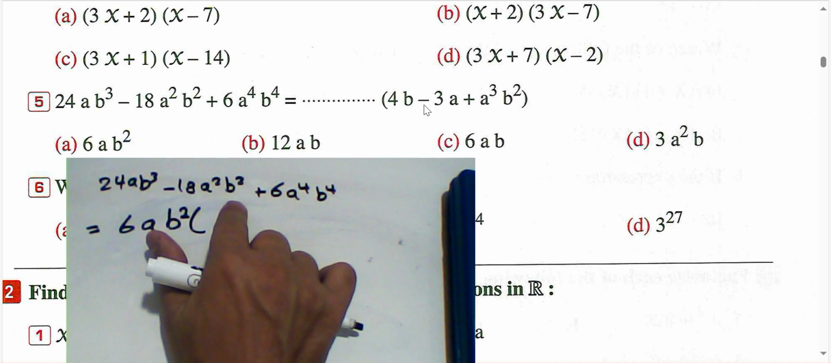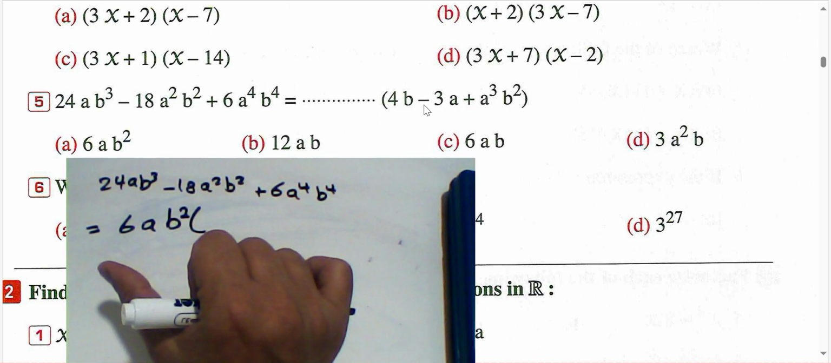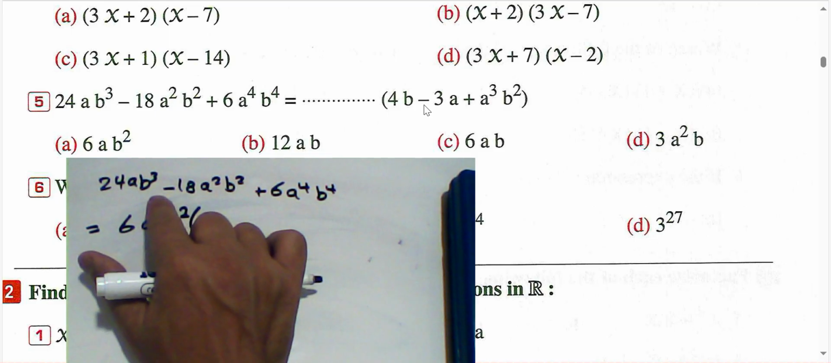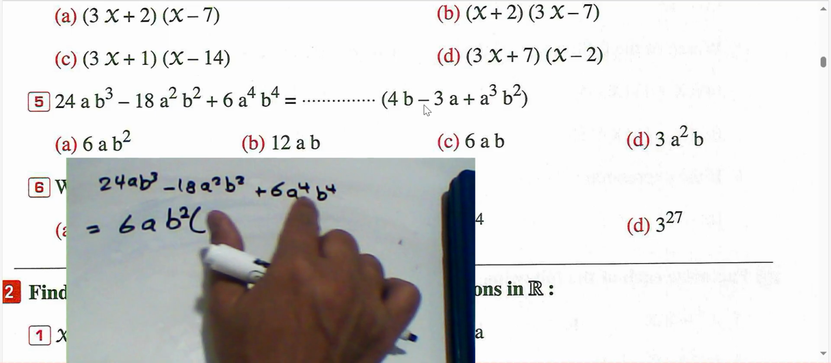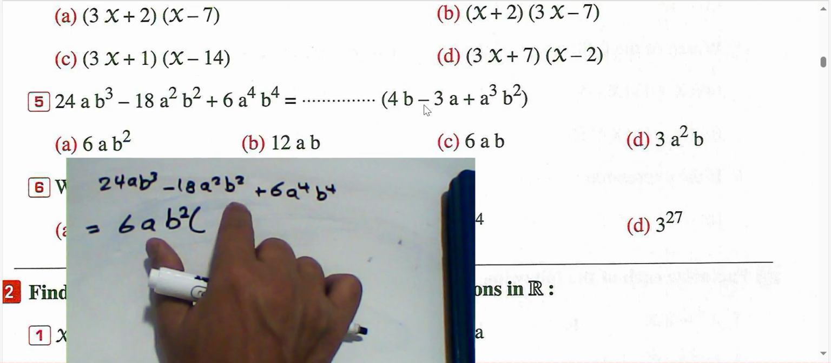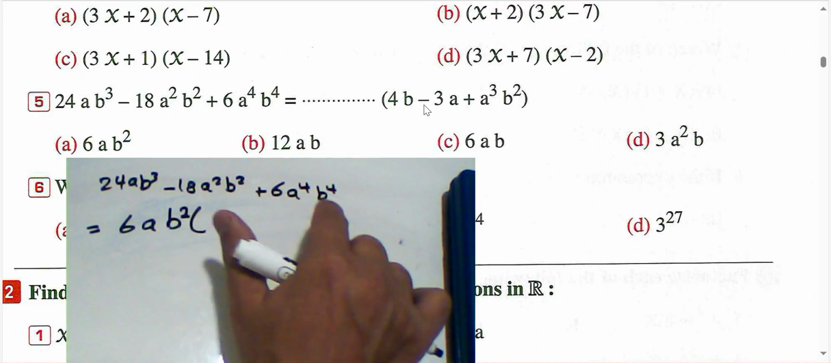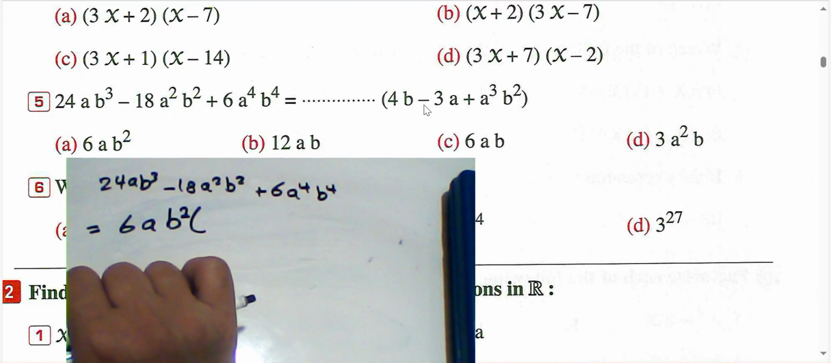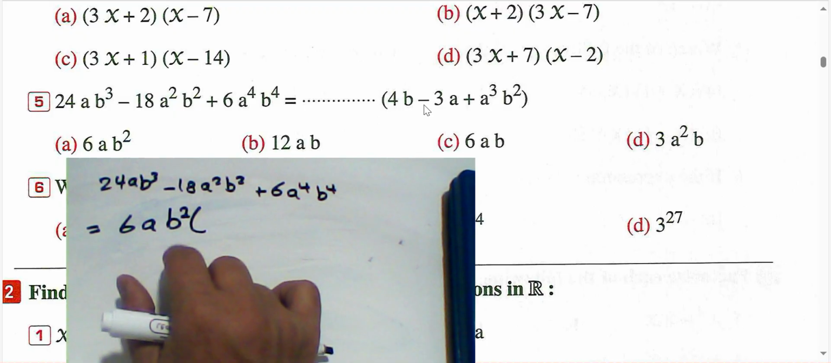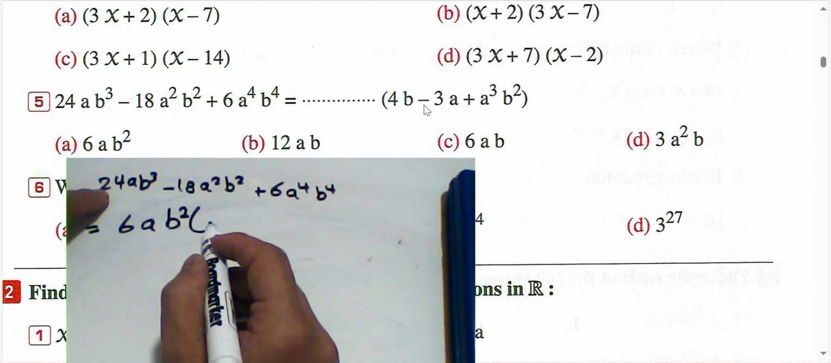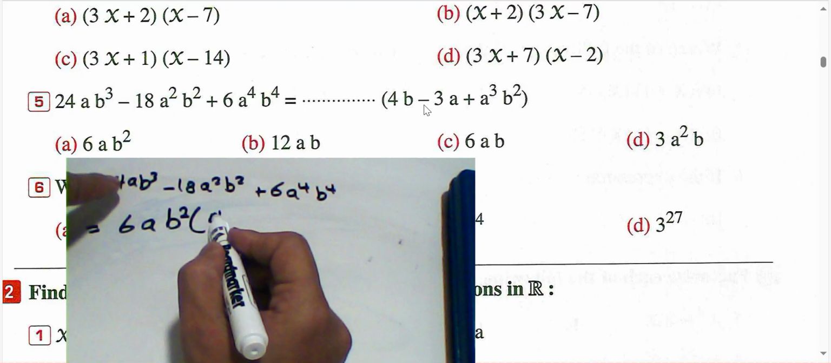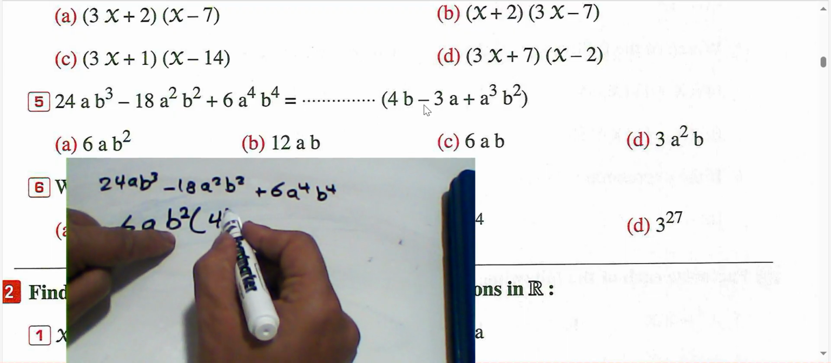Okay, b^2, not b. I tell you b^2, because here we have b^3 and b^2 and b^4. Then we have three different powers of b, and they can be divided by b^2. And then next step, 24 divided by 6 equals 4. a divided by a is 1, b^3 divided by b^2 is b.